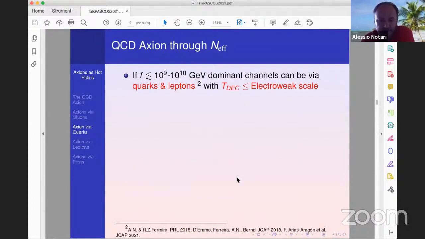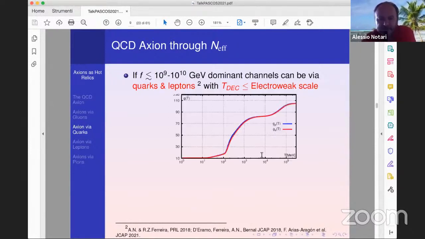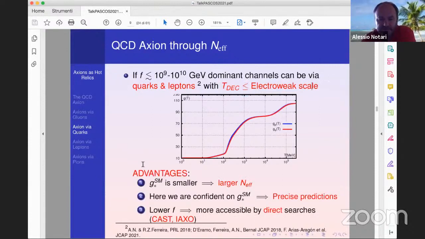Okay, so now if instead you consider coupling to quarks and leptons, this has been done in these papers here. In some models, the axion couples at tree level to quarks and leptons, right? Such as the DFSZ model, for instance. If this happens, I will show that the decoupling temperature could be below the electroweak scale, right?